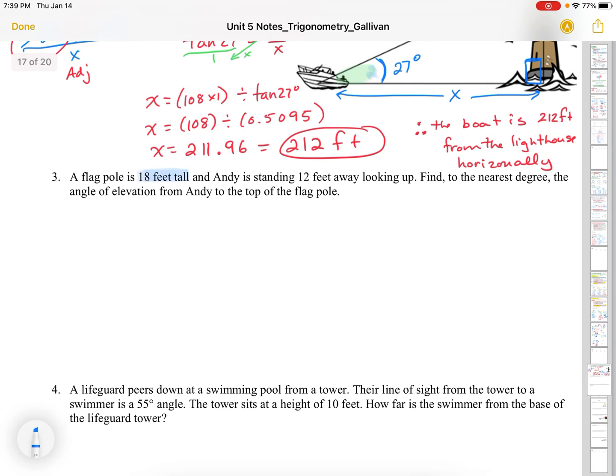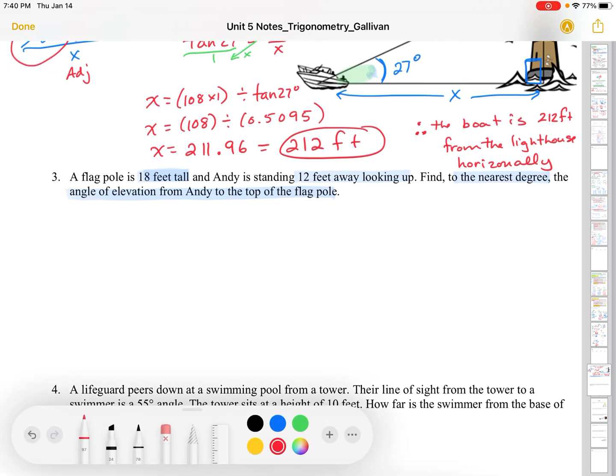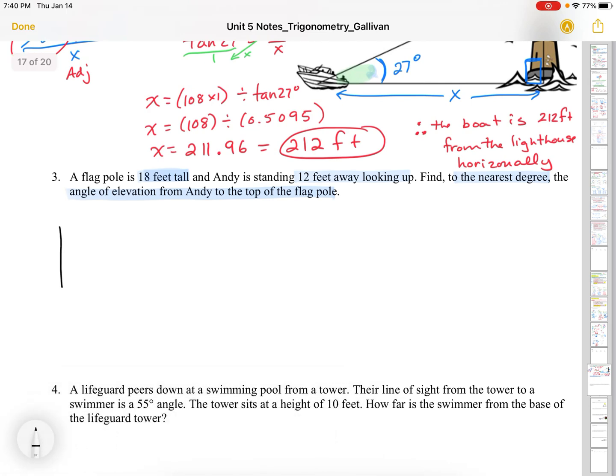A flagpole is 18 feet tall. Andy is standing 12 feet away looking up. Okay, so Andy hanging around 12 feet away looking up. Find to the nearest degree the angle of elevation from Andy to the top of the flagpole. So let's draw that triangle. We have our flagpole. So there's our flagpole, and it's 18 feet. Andy is standing 12 feet away. Okay, and he's looking up to the top of the flagpole.